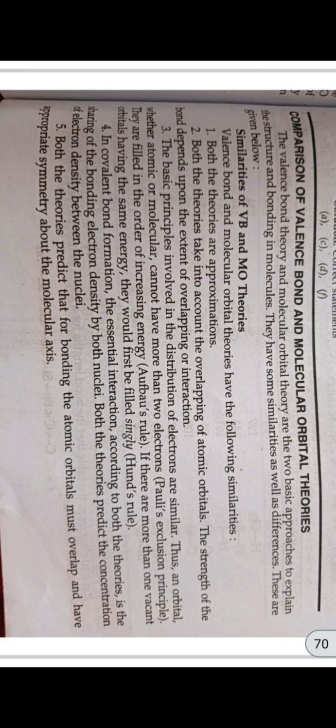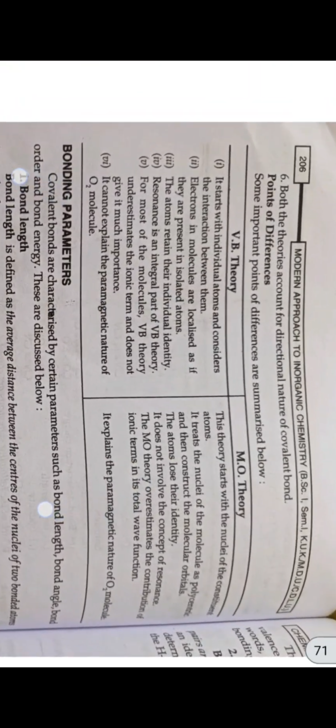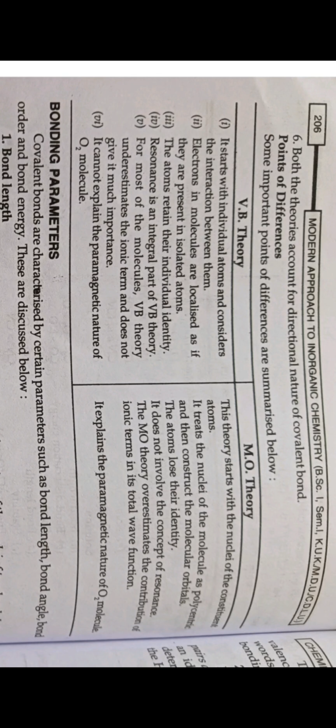Fifth, both theories predict that for bonding, the atomic orbitals must overlap and have approximate symmetry about the molecular axis. Sixth, both theories account for the directional nature of covalent bond.